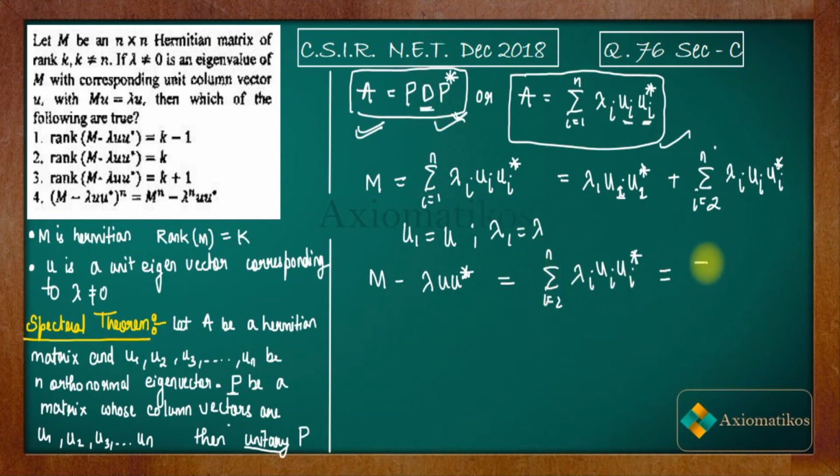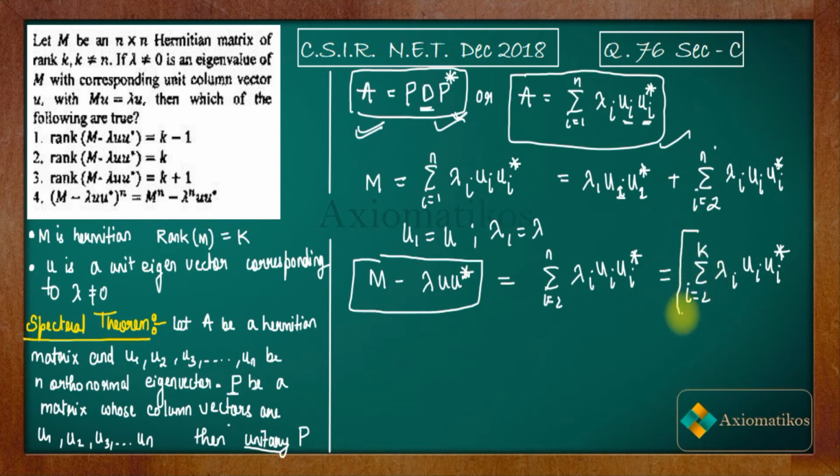So we can write this expression like this: the sum of lambda i ui ui star, with i from 2 to k. I am writing up to k, I am not writing n now. Why? Because the eigenvalues after that will be 0. So finally we proved that M minus lambda uu star is this.